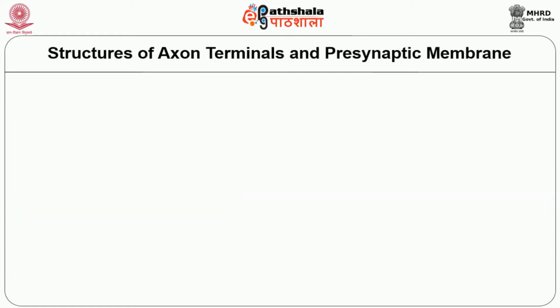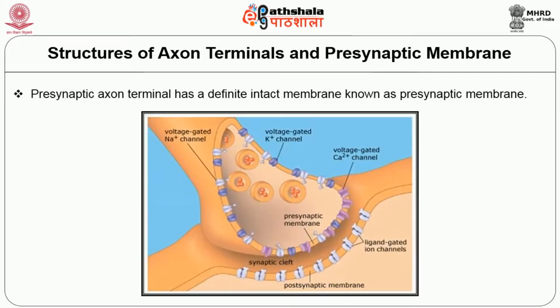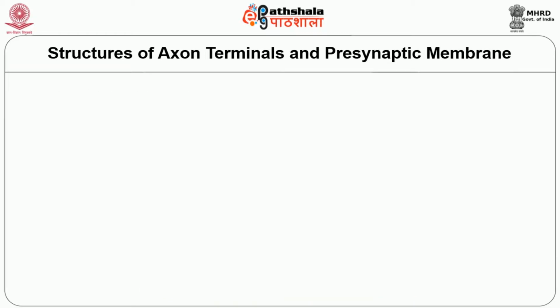The structures of axon terminal and presynaptic membrane. The presynaptic axon terminal has a definite intact membrane known as presynaptic membrane. Axon terminal has two important structures.